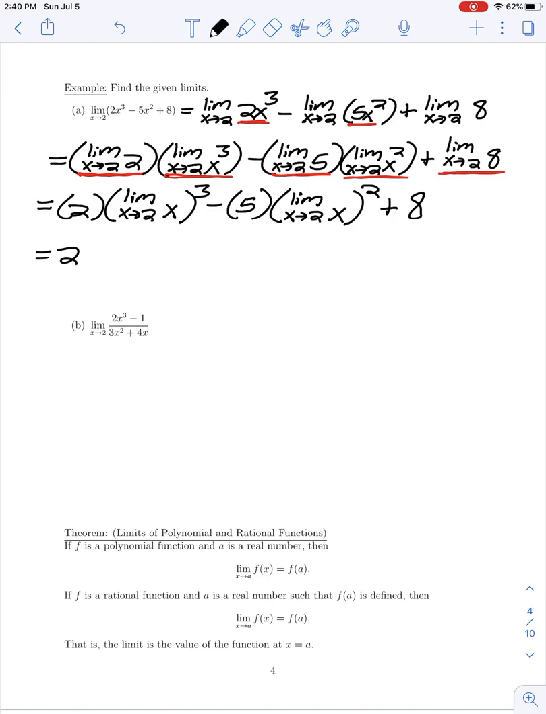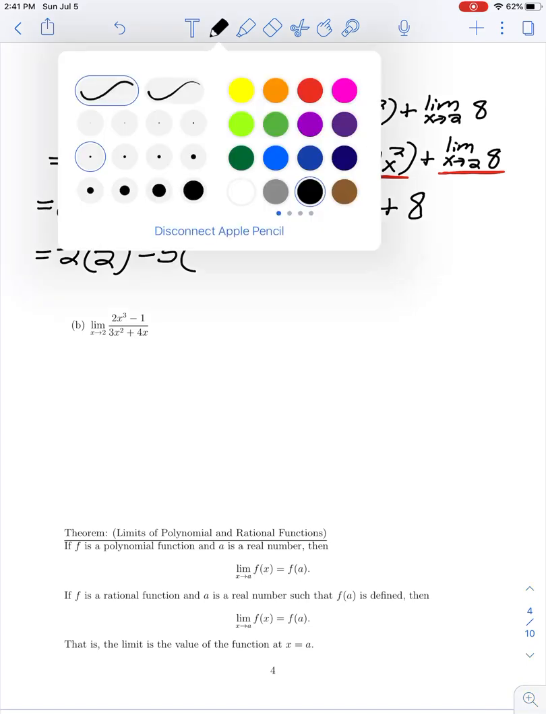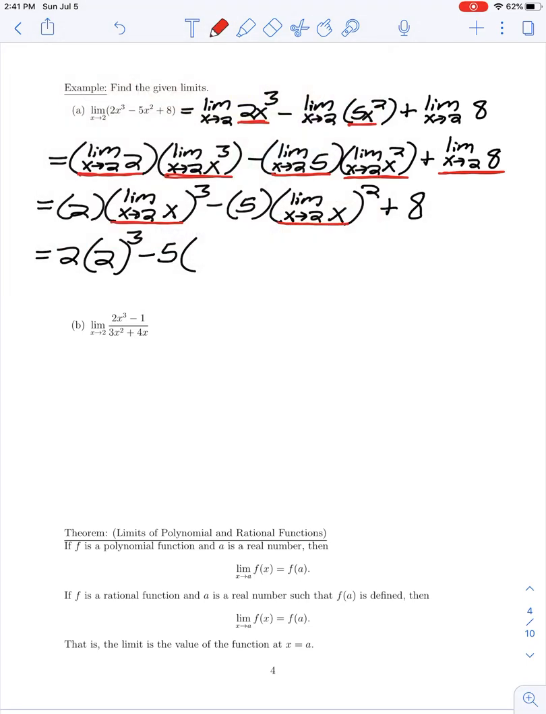So we're almost done. Here we have 2 times the limit of x as x approaches 2, which is equal to 2. That is the identity property for limits. If we're taking the limit of x as x approaches 2, we have a value of 2, which is then being cubed. Then we're subtracting our constant 5 times the limit of x as x approaches 2, which is again 2 using the identity property, and that's then being squared. And then plus 8.